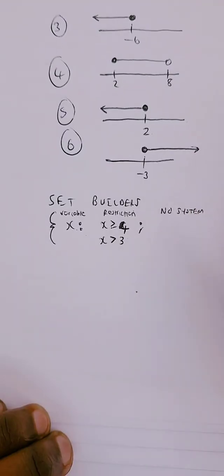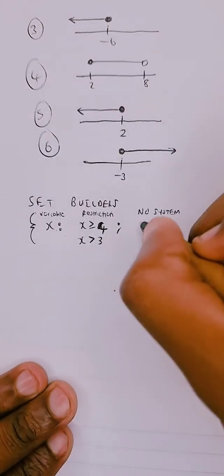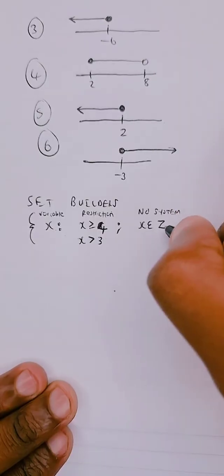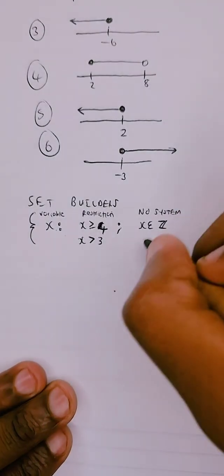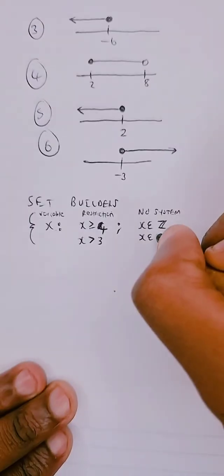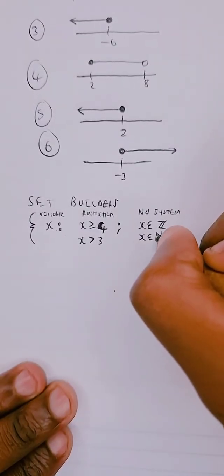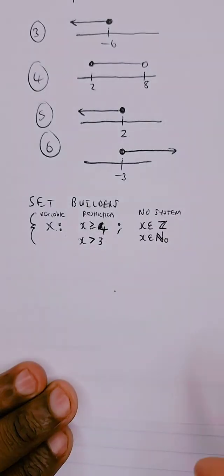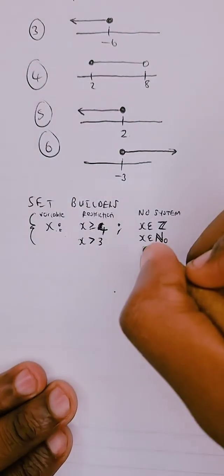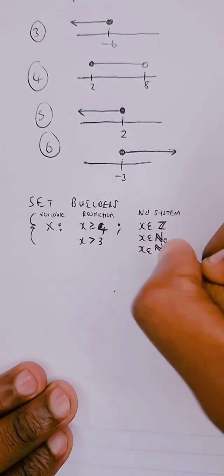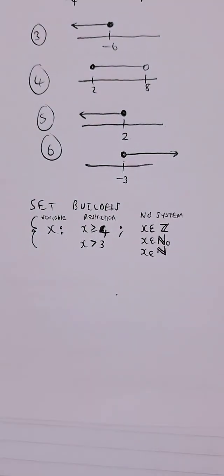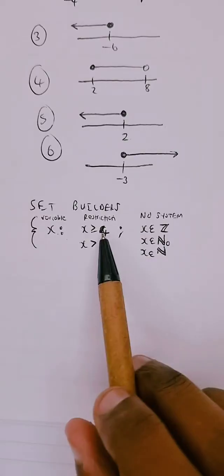Now I think I have the option of either saying x is an element of integers. If I did, I wouldn't be wrong. Or I could say x is an element of whole numbers. Okay, if I did, I wouldn't be wrong. Or if I wanted to, I could say x is an element of natural numbers. Why can all of these 3 be satisfactory in identifying the number system? Guys, you choose one, you don't choose all of them.